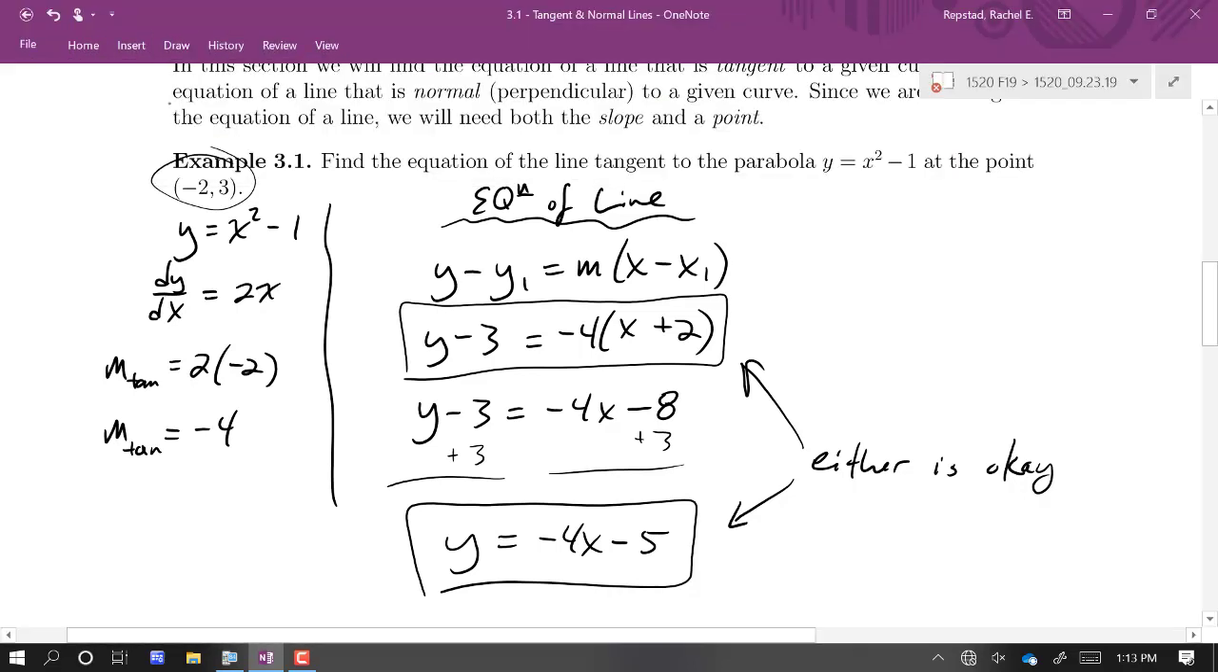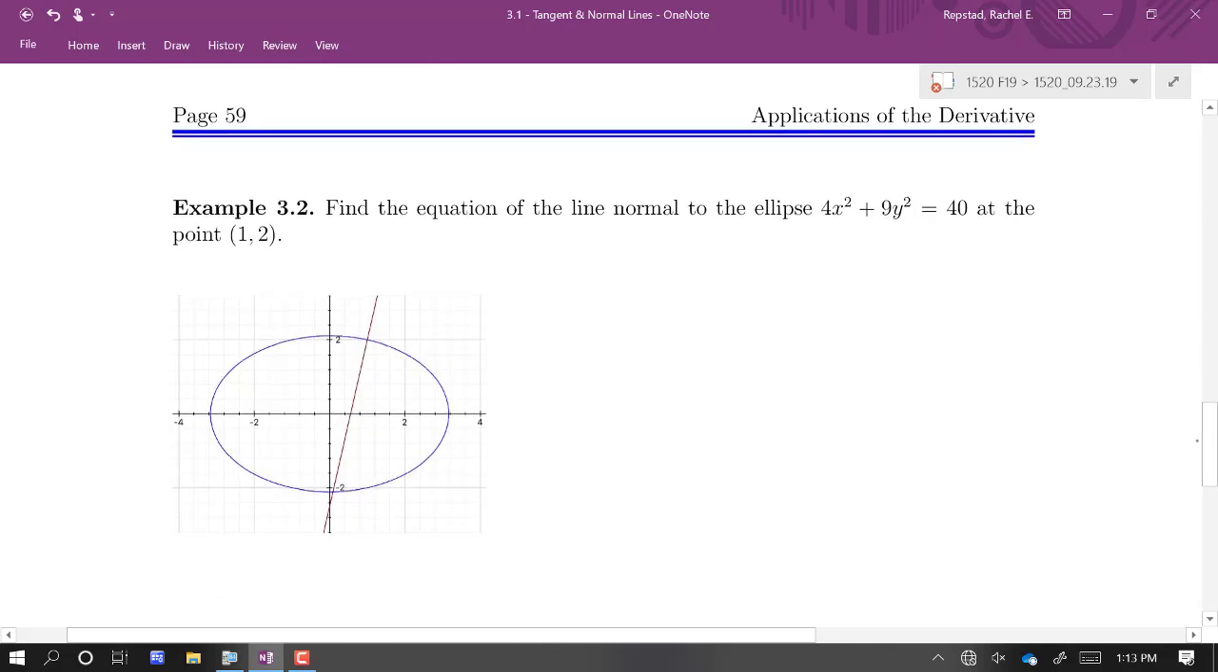Want to do another one? Hearing an overwhelming positive response to that question, we'll go ahead and do another one.